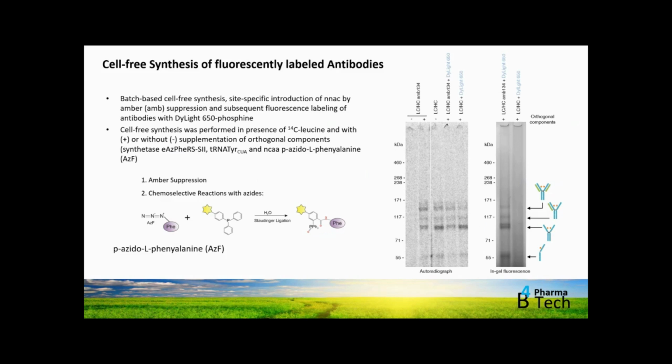And this BODIPY label is introduced site-specifically at the amber position 134. Now, for antibody production, we want to introduce the para-azido-L-phenylalanine at the defined position. The result shown here is the control experiment. Again, we labeled the antibodies with para-azido-L-phenylalanine in this case, and here we added DyLight 650 to visualize the different types of antibodies that have been produced in this system.